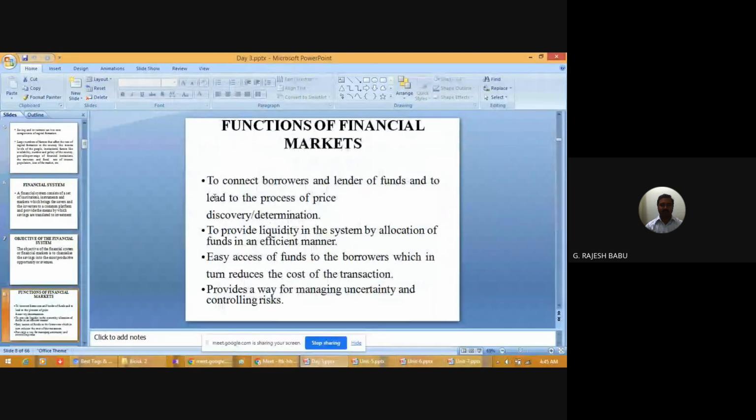The working of the financial market can be understood as lenders or individual households giving funds through the financial system to borrowers. Normally, the major functions of financial markets are: first, to connect borrowers and lenders of funds and to lead to the process of price discovery or determination.